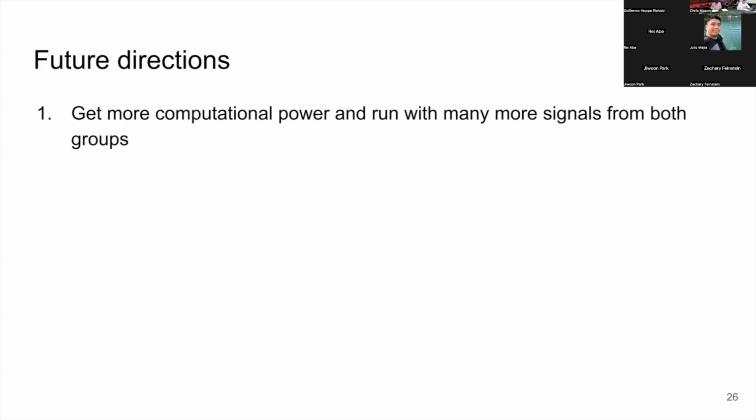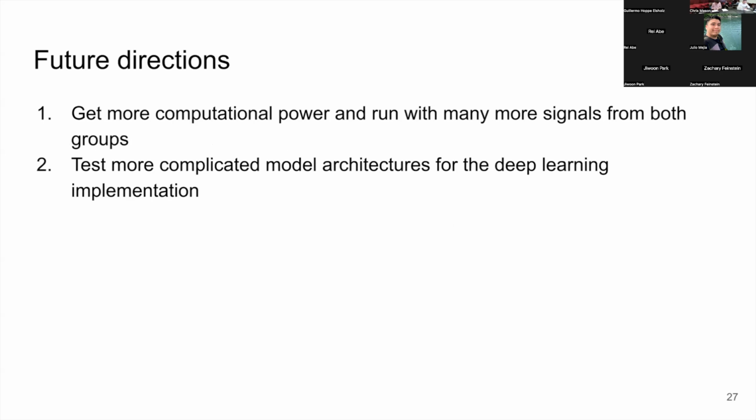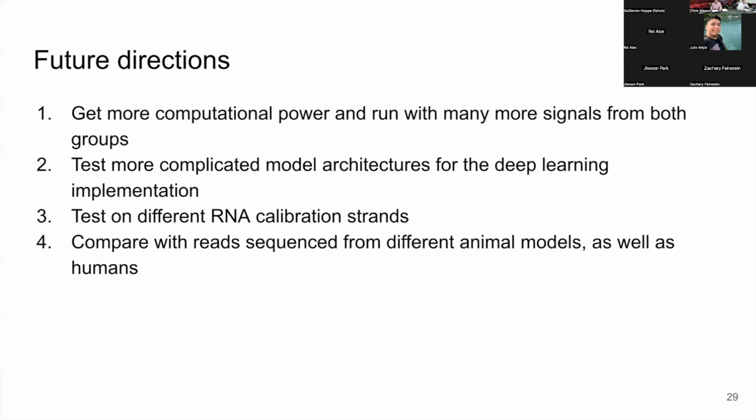Some future directions: number one is big, to get more computational power, because we want to add more signals from both groups that we looked at. We can test more complicated model architectures for deep learning, which ties into more computational power as well. These models will probably take longer to run. We can test on different RNA calibration strands, and compare with reads from different animal models as well as humans to see if this holds up for many different species.